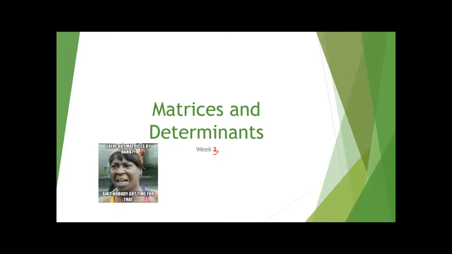So I found this nice meme. I haven't created any of these. I just find these on the internet. But it says solve out matrices by hand. Ain't nobody got time for that. And that is true because I'm not making you guys do it by hand because it's true.